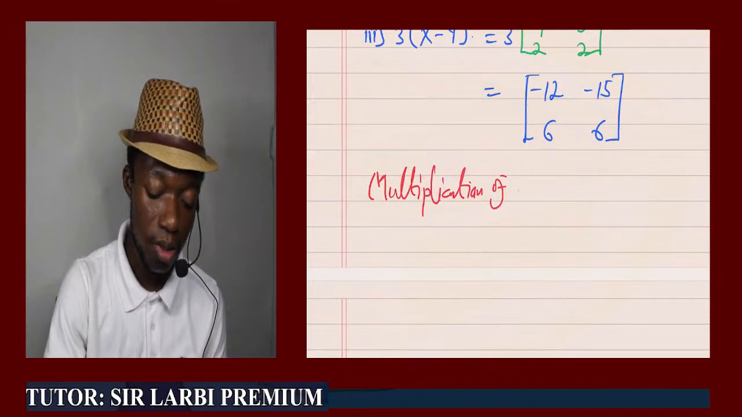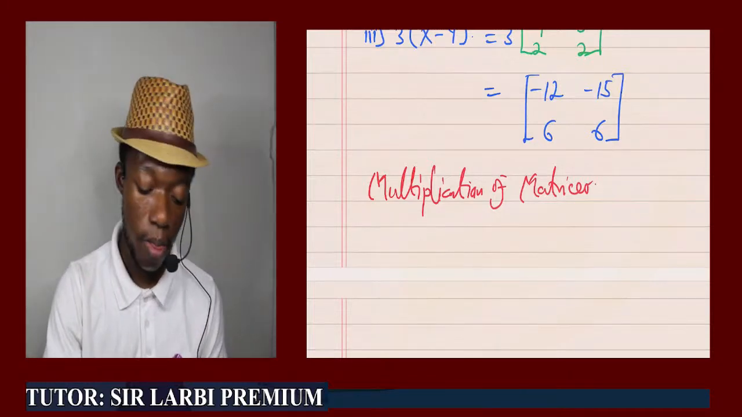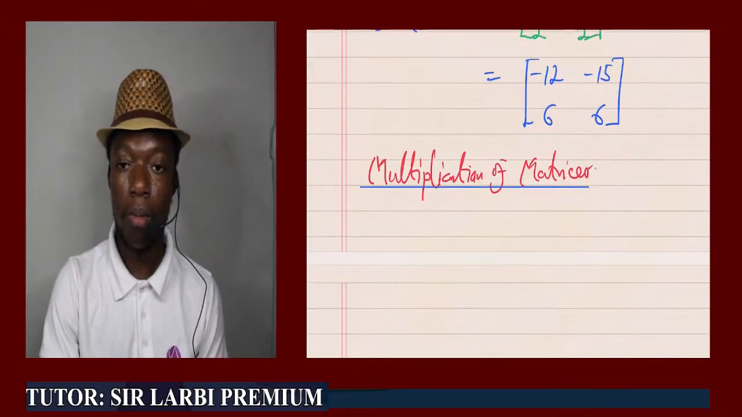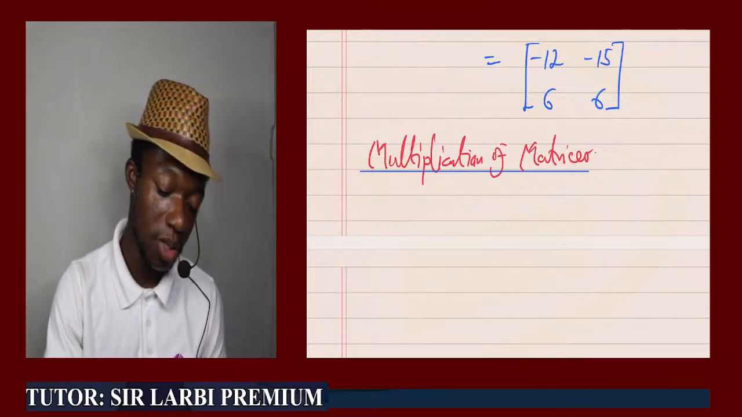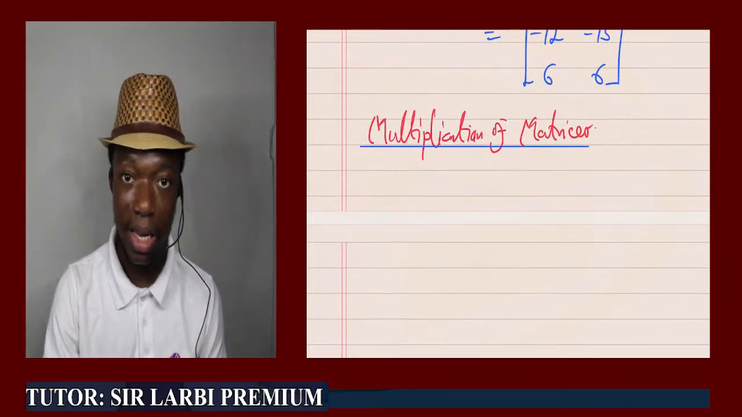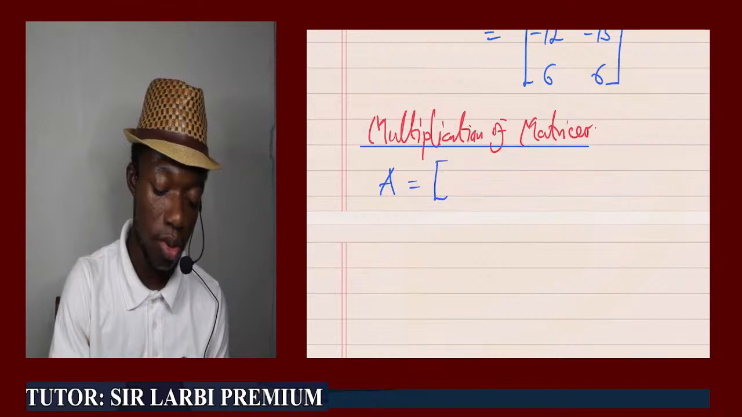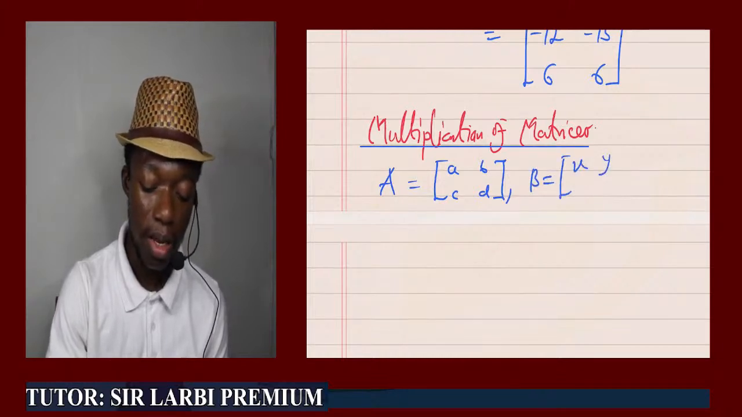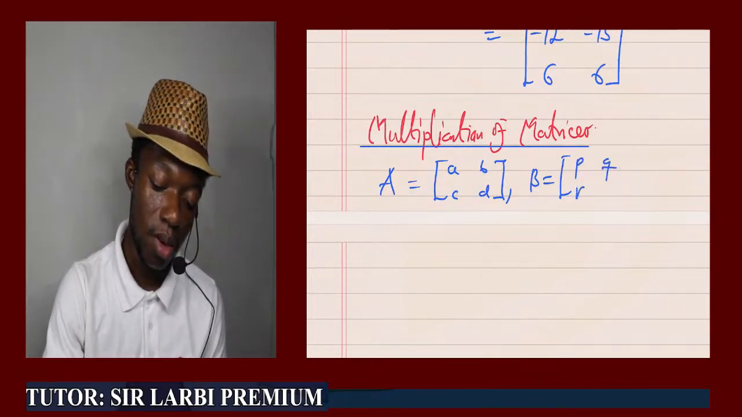Multiplication of a matrix. By multiplication of a matrix, we also deal with multiplication of corresponding elements. Let's create a scenario where we can easily apply this. Let's say we have matrix A equal to A, B, C, and D, and matrix B equal to P, Q, R, and X.